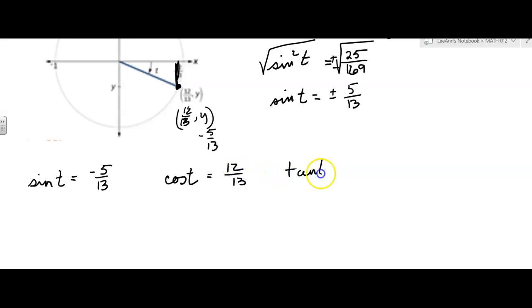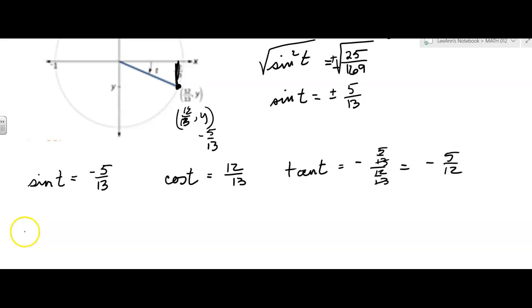Tangent t, well, that's going to be sine over cosine, right? So we know it's going to be negative. It's going to be 5 over 13 over 12 over 13, however you want to do that. Anyway, that's going to be a negative 5 over 12. You can just cancel those denominators. Okay. I don't know if I've shown you that before.